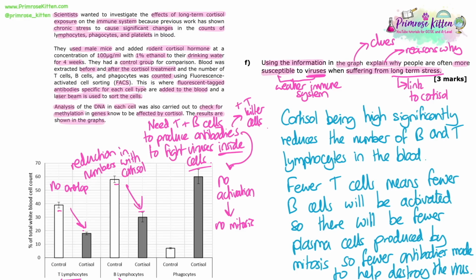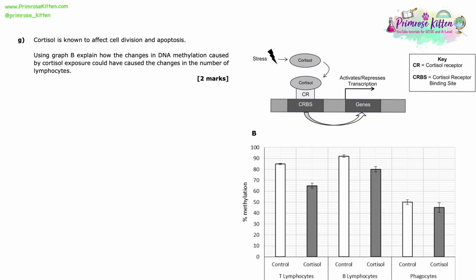There's some other marks available. If you spoke about T cells being less likely to come across an antigen-presenting cell or the pathogen itself and be activated, same for B cells, you can also put that, because that is true. If there's fewer of them circulating around in the blood, there's less chance of that happening as well. But yeah, there's plenty of marks there. But just as long as we know how our immune system functions in order to produce those antibodies, and we can see why having fewer white blood cells, specifically T and B cells, is going to make us more susceptible to a virus. Cortisol is known to affect cell division and apoptosis.